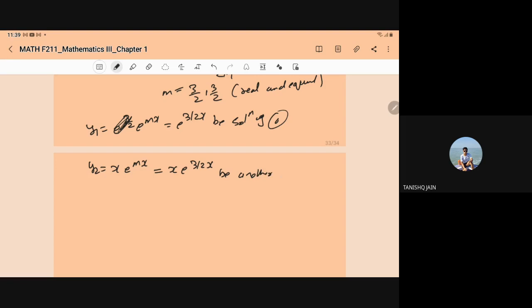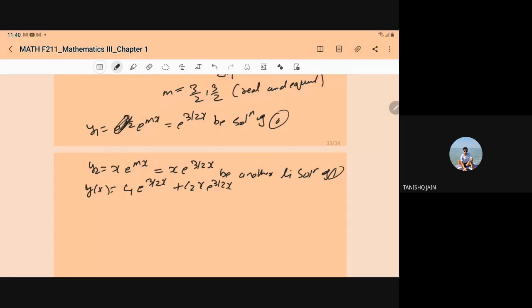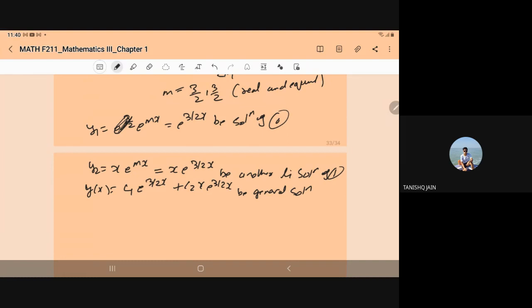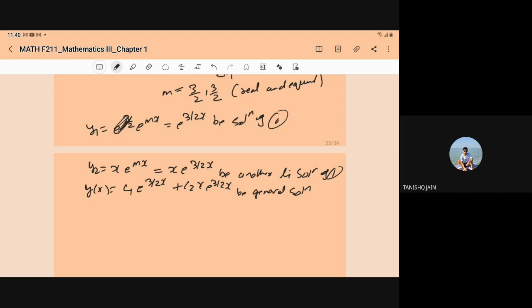Be another solution of it. So the general solution will become y(x) is equal to c1 e to power 3 by 2 x, that is c1 y1, plus c2 x e to power 3 by 2 x, that is c2 y2, be the general solution. So in this way, we can solve a second order differential equation with constant coefficient if its auxiliary equation has real and equal roots.